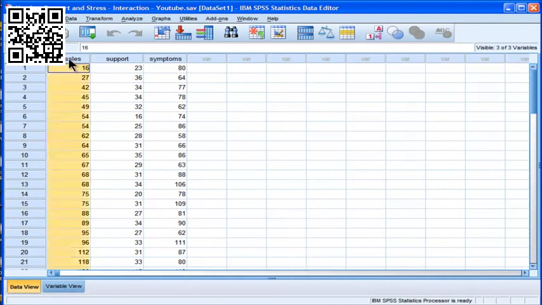So I'm going to describe the study. This is actually data based on a study that was published in 1988 by Wagner, Compass, and Howell. The two independent variables are hassles and support, and the hypothesis is that symptoms will be related to hassles, but the nature or strength of that relationship will depend upon the level of support somebody's experiencing.